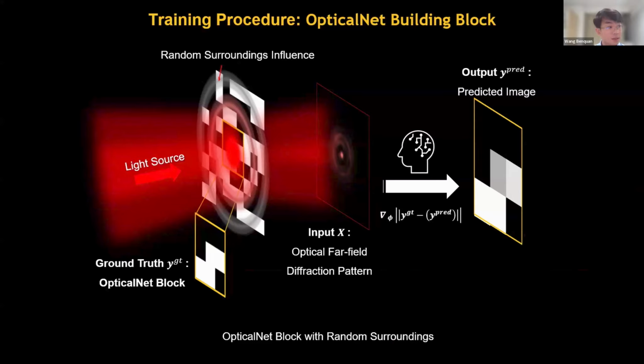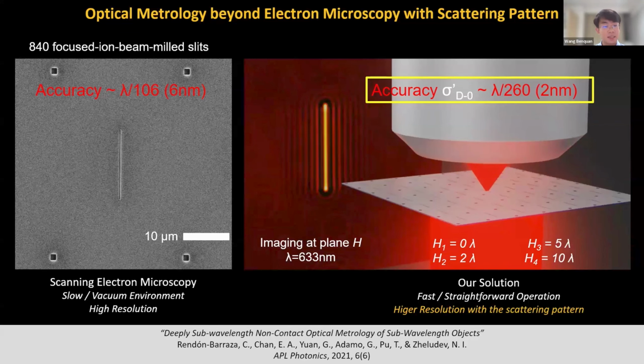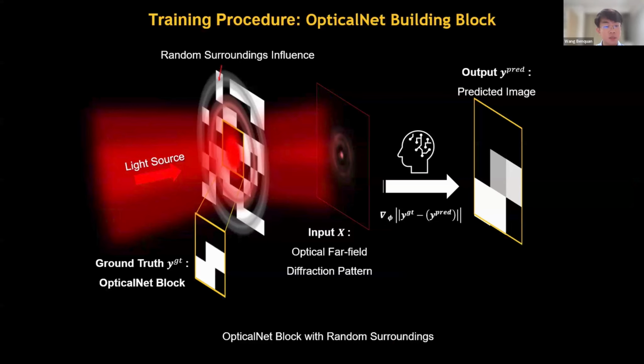It was a really big surprise that we found the accuracy using the AI and the scattering pattern can even go beyond the electron microscope. So followed by a lot of findings and experience like this in the optical domain, just in the last year, we achieved the first universal imaging technique, which we named the OpticalNet.